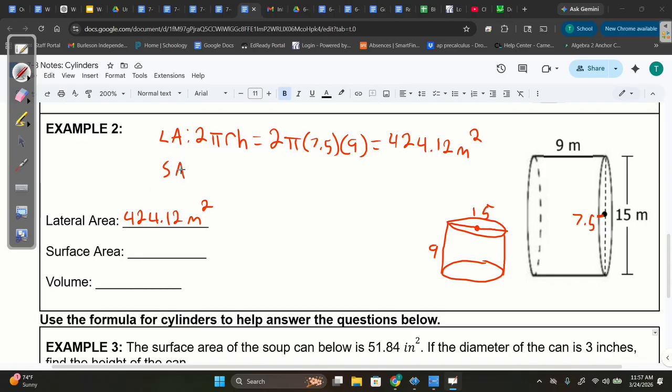The surface area is very much the same, plus the 2 bases. So whenever I plug it in, I'm going to do 424.12 plus 2 pi radius squared. And when the calculator helps me out, I get 777.54 meters squared.